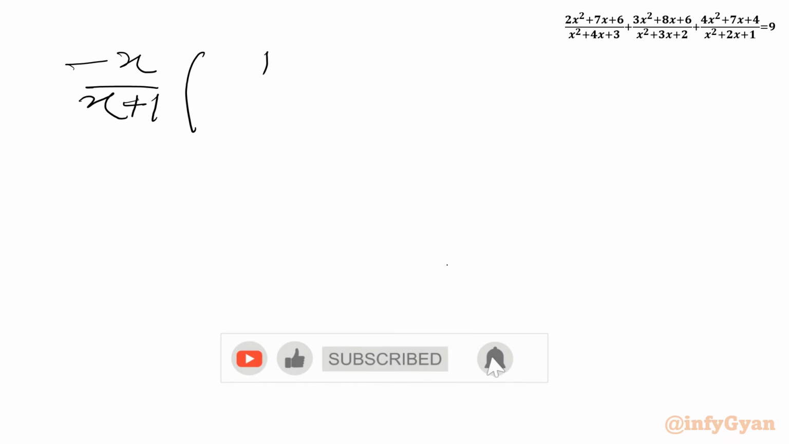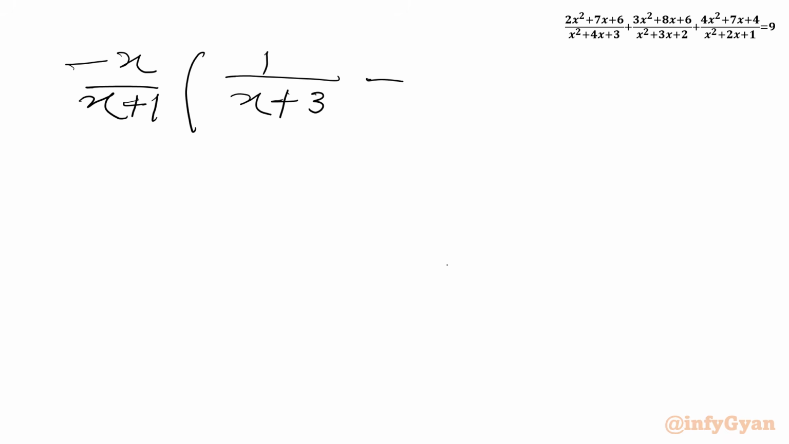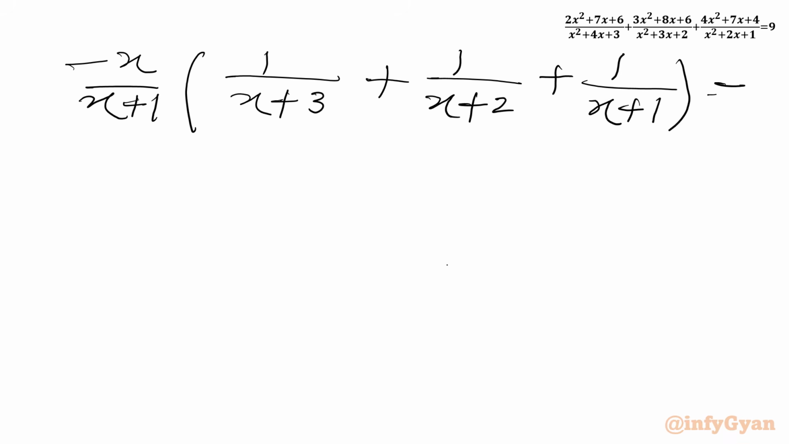in bracket 1 over x plus 3 plus 1 over x plus 2 plus 1 over x plus 1 equal to 0. Now we will write that our denominators cannot be equal to 0. So x cannot be minus 1, minus 2 and minus 3.